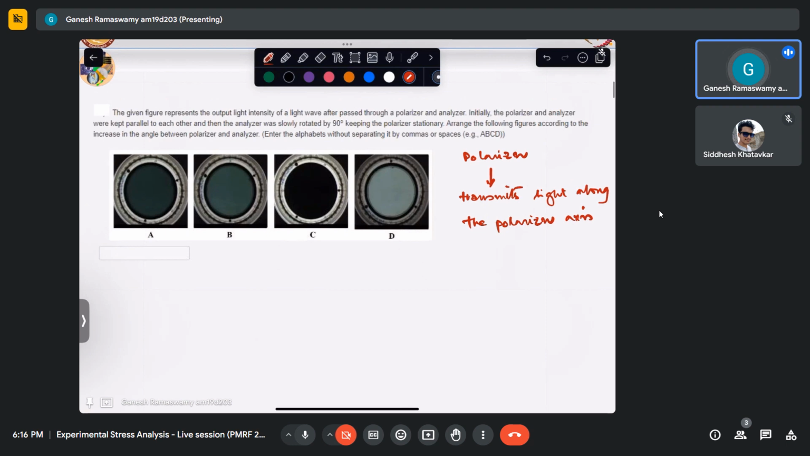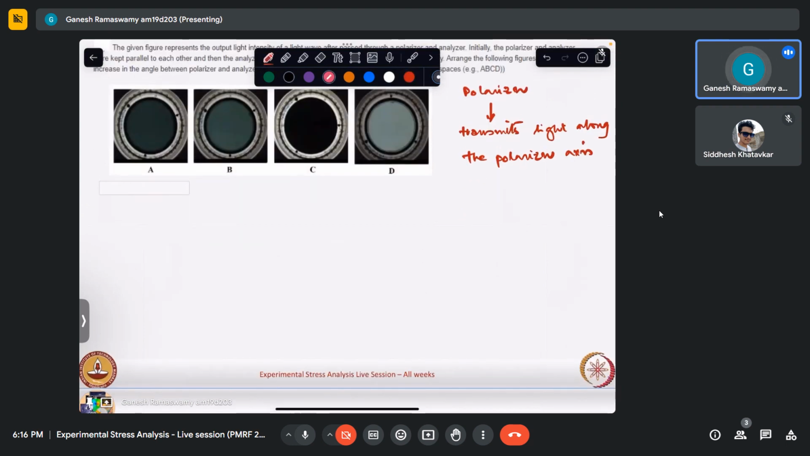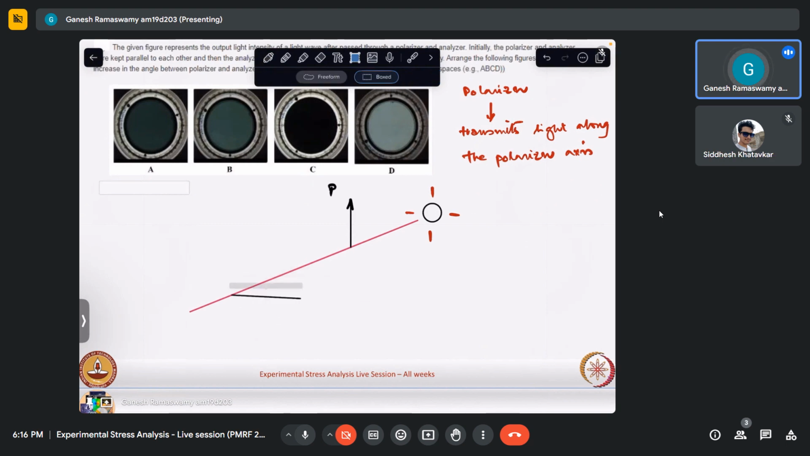So with that in mind, if we look at this question, the given figure represents the output light intensity of a light wave after passing through the polarizer and analyzer. So what we are looking at here is a polariscope setup where let this represent the light path and let this be the light source. I have the first element, that is the polarizer, placed like that. And then I have another polarizer, but I'll place it at some arbitrary angle and I will be viewing the light from here. So this is the viewing end.